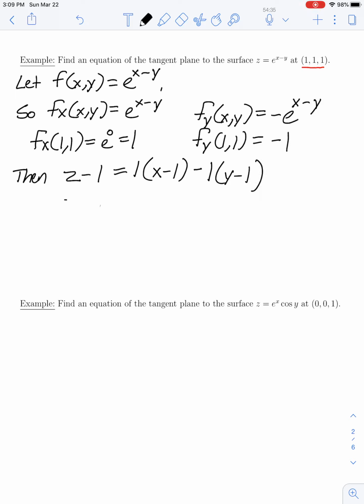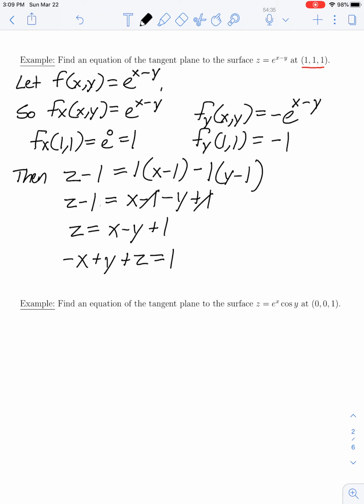So if we simplify a little bit, we've got z minus 1 is equal to x minus 1 minus y plus 1. So here on this right-hand side, our plus and minus 1 will cancel, and we can either solve for z, and we're left with x minus y plus 1, or if we prefer, we could express this in the standard form for the equation of a plane by moving all of our variables to one side. So we would have negative x plus y plus z is equal to 1. So either of these answers would work, depending on what format we prefer.